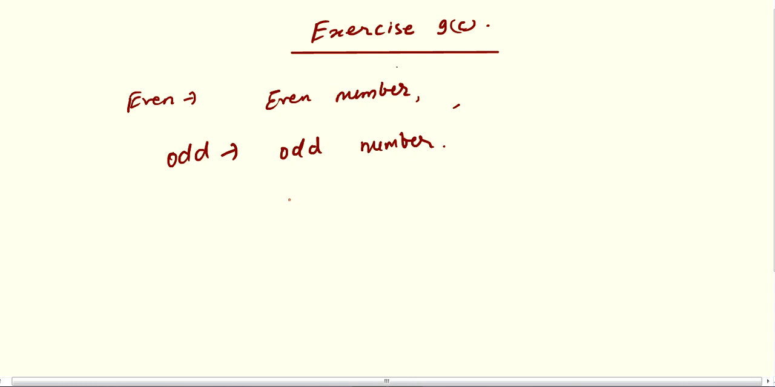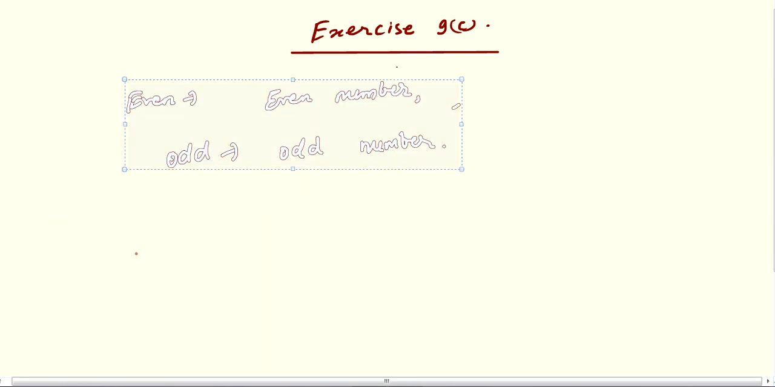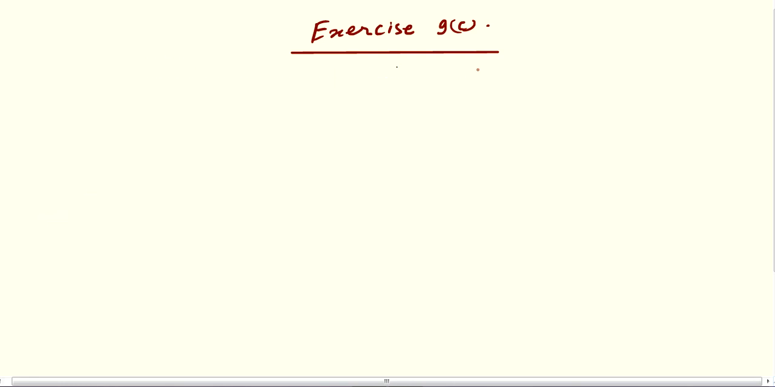Then the next topic is divisibility rules. Directly I'm starting the exercise. In the exercise I will explain the divisibility rules for digits. First question from exercise 9c: find which of the following numbers are divisible by 2. So a number is divisible by 2 if its unit digit is 0, 2, 4, 6 or 8.